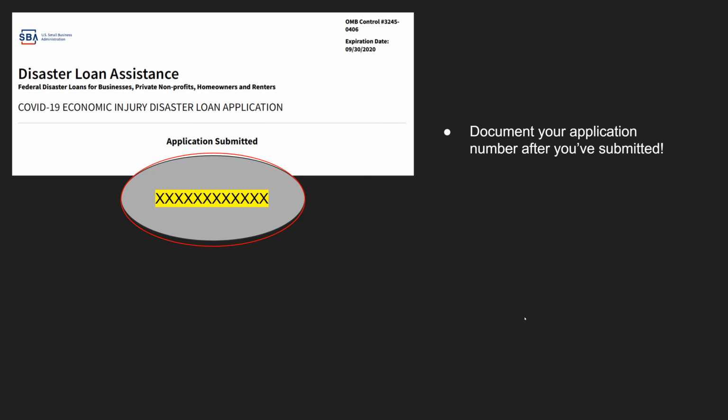The application will be submitted when you see a page similar to this. It will pop up and it will tell you application submitted. There will be a several-digit number right there in the gray circle that indicates what your application number is. Please write this down so that you can reference back to this number if you have any questions in trying to understand perhaps at what phase of review your application is, or when you start to get some correspondence from SBA.